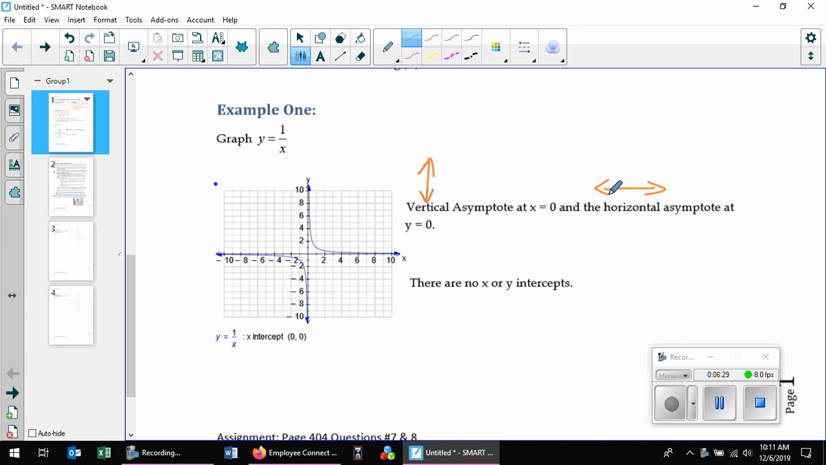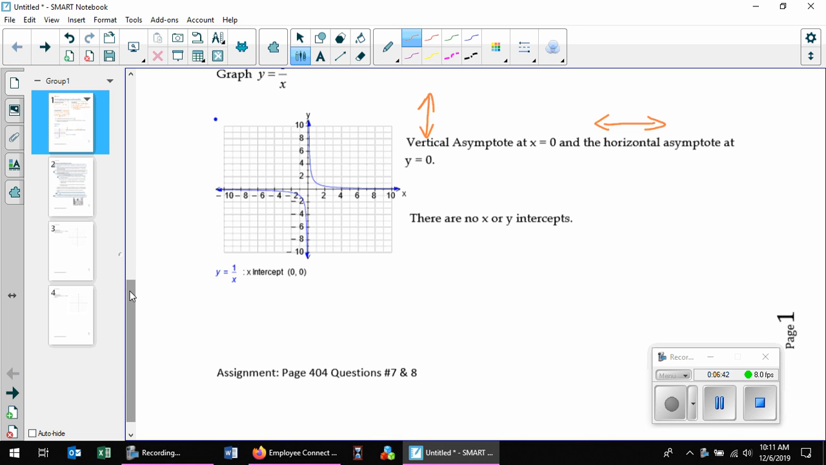There are no x or y intercepts because these will approach the x-axis but never cross or touch it, and it will approach the y-axis but never cross or touch it, because those are asymptotes. And that's not true. The x-intercept isn't there. Okay, so this is what a reciprocal graph will look like. Okay, you guys ready for this? This is exciting. Okay, so here's the deal.